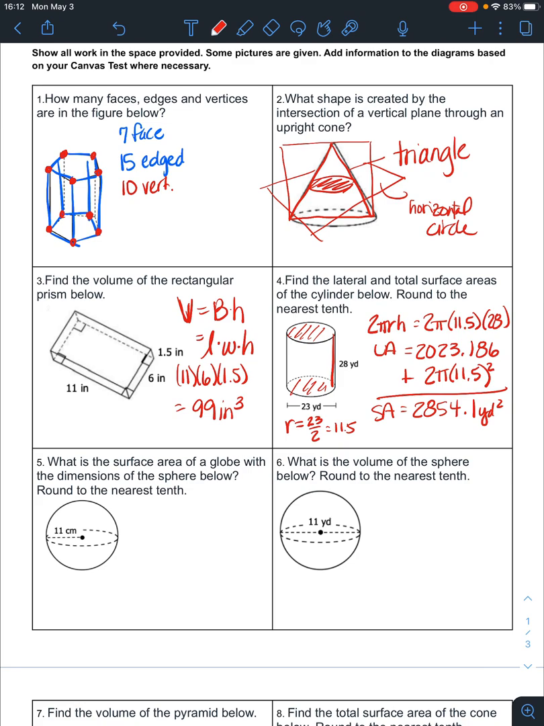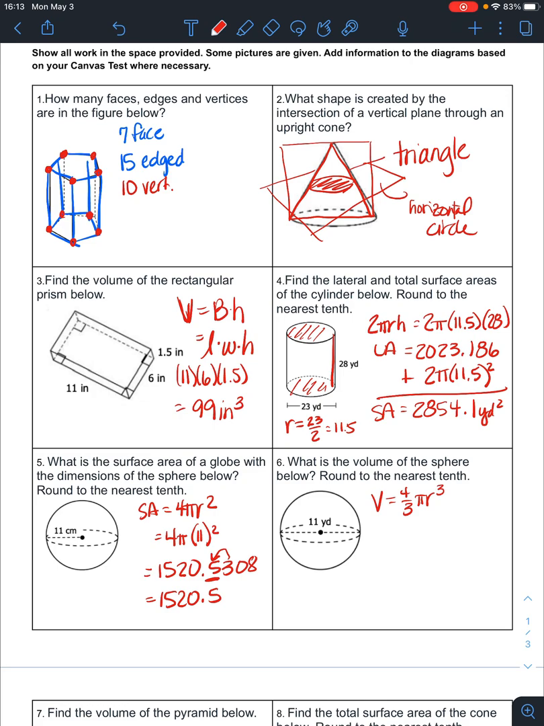Okay, surface area of a globe. The equation for the surface area of a globe is 4 pi r squared. So we have 4 times pi times the radius, which is 11 squared. So 4 times pi times 11 squared. Type that into your calculator, and you get 1,520.5308, and it says to round to the nearest tenth, so 1,520.5. You want to round to one decimal place, you look one number behind it, the 3 doesn't touch it, so it stays 0.5.